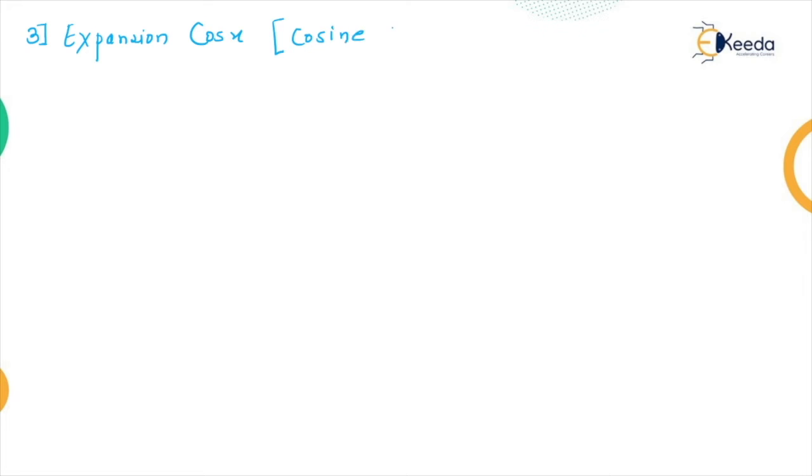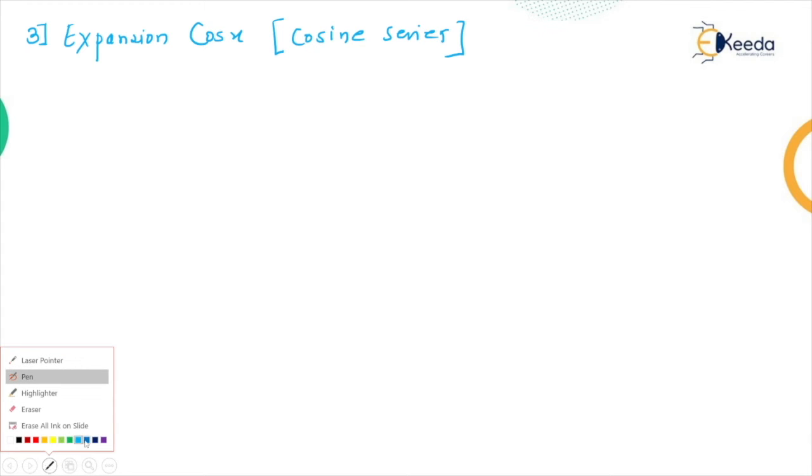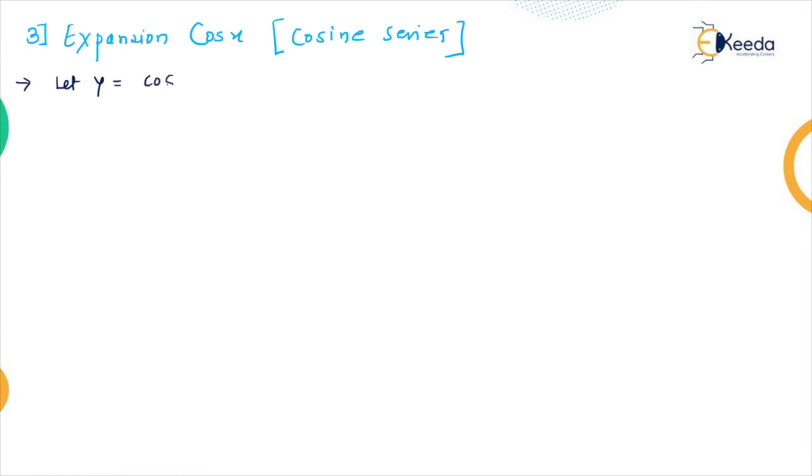It is a cosine series. So similar things we have to do here. First you have to take y equal to what is given. Let y is equal to cos x. You tell me, guys, y of 0. Y of 0 is what? That is cos of 0, and cos of 0 you know very well, that is 1.